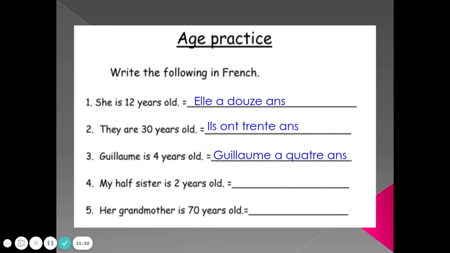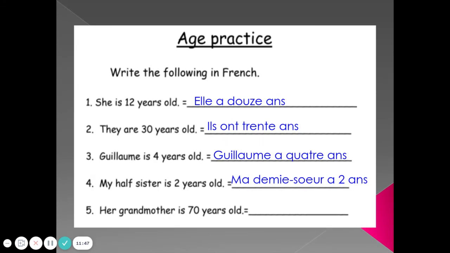My half-sister. So go to your possessives. How do I say my for a girl? Then you say the word half-sister. Did I remember? I don't remember writing that. And then 2 years old. I did. Okay, so ma demi-sœur a 2 ans. My half-sister has 2 years, or D-E-U-X. You could spell it out. I ran out of room, so I just went with the 2.